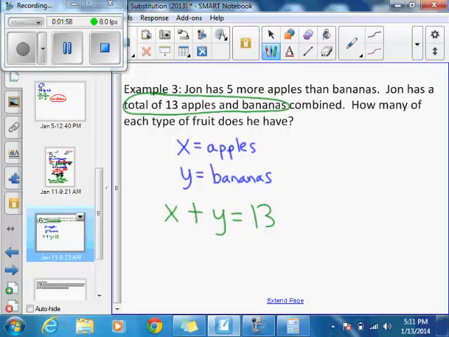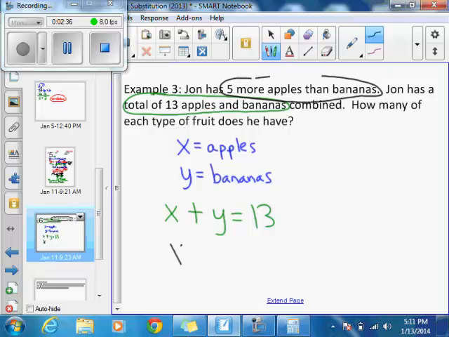Now I still need to write one more equation. The other equation, I'm looking for the words apples and bananas again. And it says that John has 5 more apples than bananas. Whenever you see the more than, what you're going to do first is figure out which one you're going to have more of. Am I going to have more apples or more bananas? Well, it says 5 more apples. So apples is the one I have more of. And so I'm going to put that first. So apples is X.